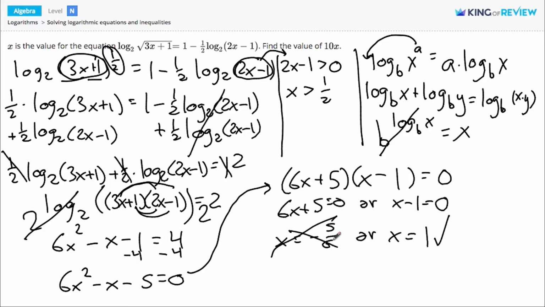All I have to do now is find the value of 10x. 10x will be 10 times 1, which is 10.